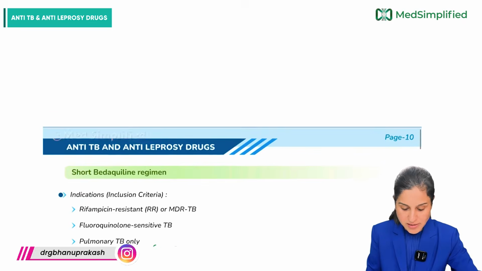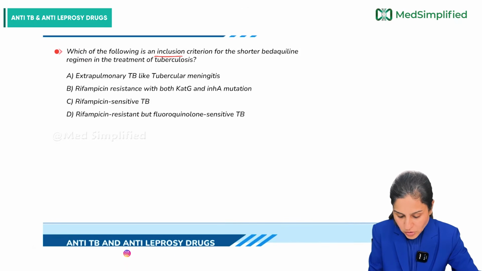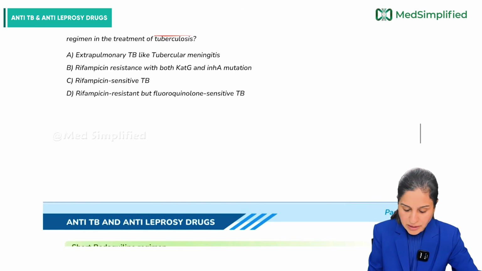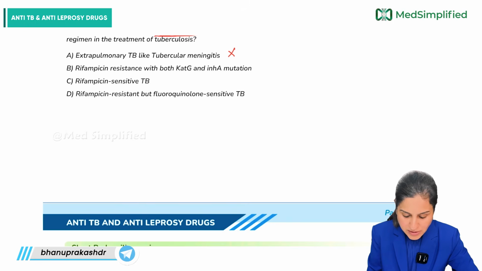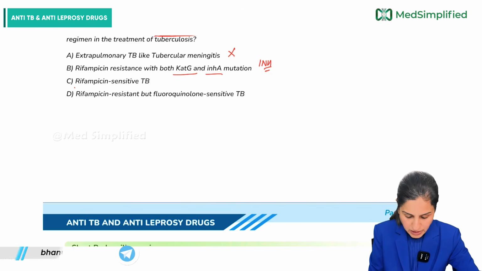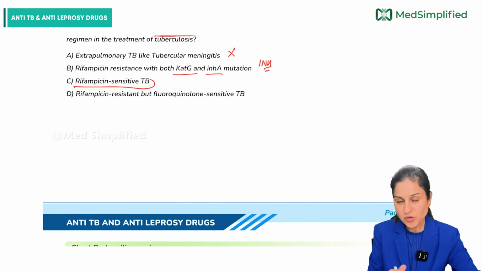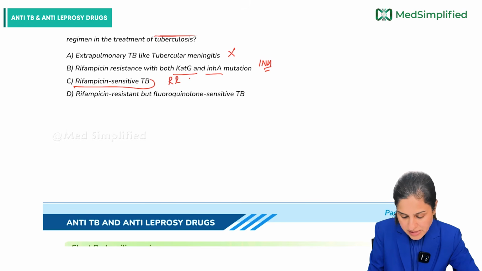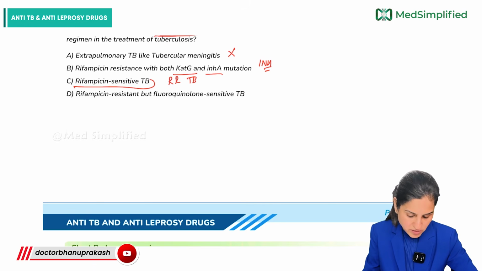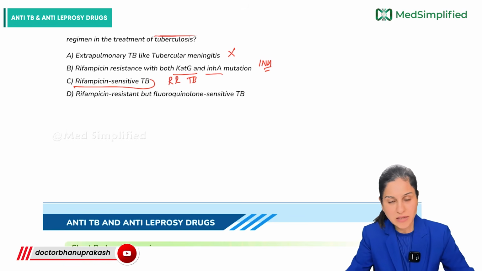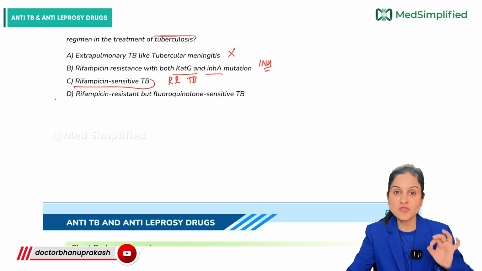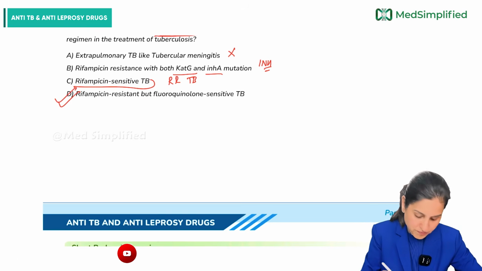So the question for us here was, which of these is an inclusion criteria? Extrapulmonary becomes an exclusion criteria, not an inclusion. Rifampicin resistant with CATG and INH, this is not rifampicin, this is INH resistance. Rifampicin sensitive tuberculosis, no, we need a rifampicin resistant TB. And the last one is rifampicin resistant but fluoroquinolone sensitive. Yes, we need a TB which is still sensitive to fluoroquinolone. So this is the correct answer.